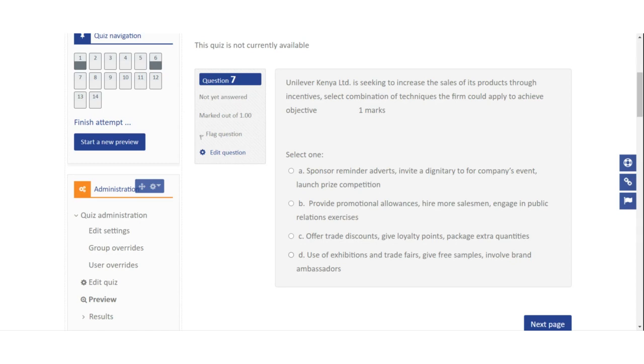So what gives us the correct answer here is offering trade discounts, giving loyalty points, and packaging extra quantities. Are we together? Yeah, so that is the right answer.